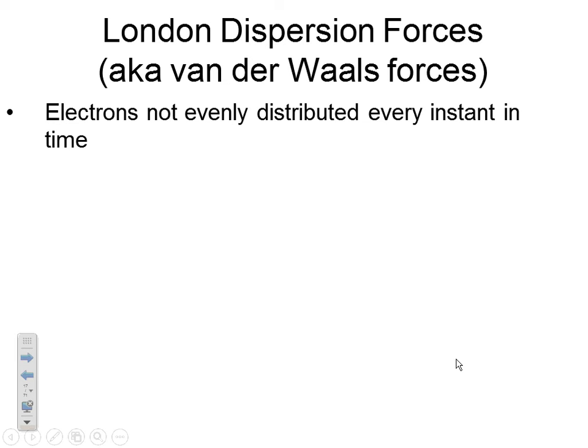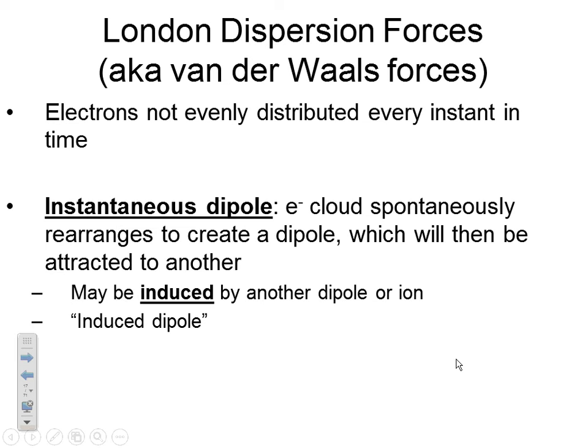So there's a possibility to form what is called an instantaneous dipole. If your electrons are not evenly distributed at every moment in time, it's possible to have a dipole, something with 2 poles, essentially polar, that pops up out of nowhere simply based on the movement of the electrons, meaning the electron cloud spontaneously rearranges to create a dipole.